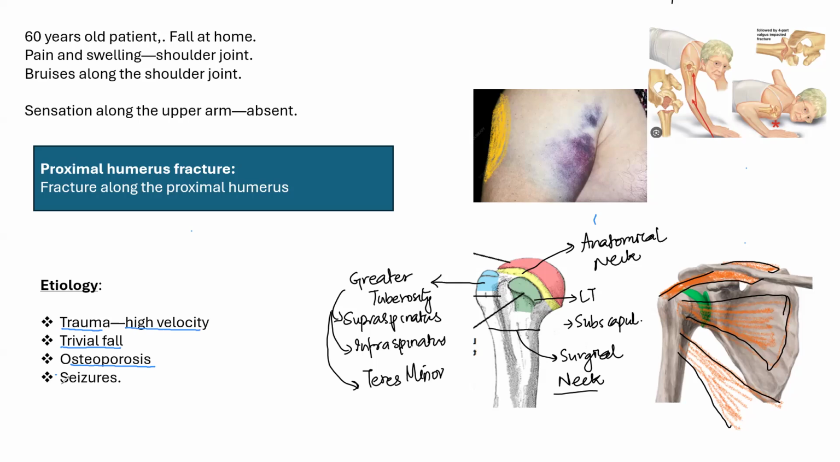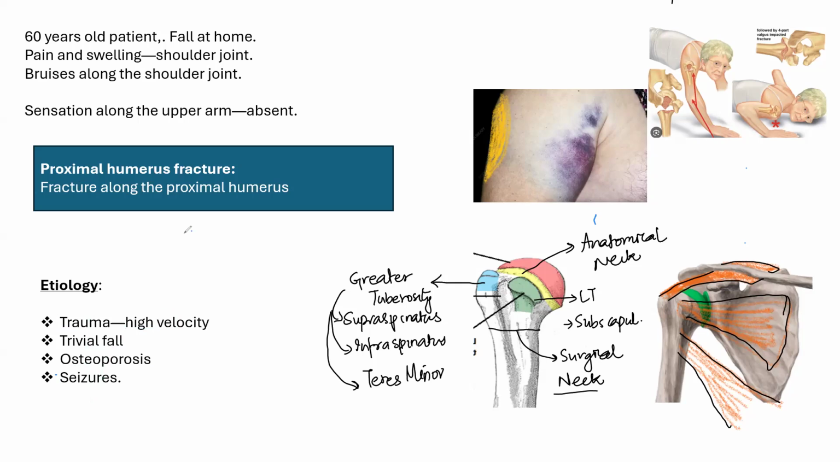Very rare but not uncommon are seizures. The patient has an episode of seizures, and after that the patient will have an injury to the proximal humerus. One more injury of the shoulder joint which is associated with seizures is posterior shoulder dislocation. We have read about the posterior shoulder dislocation in the previous class.